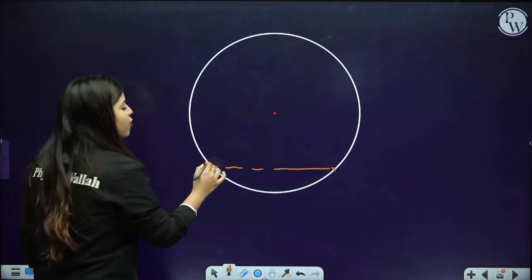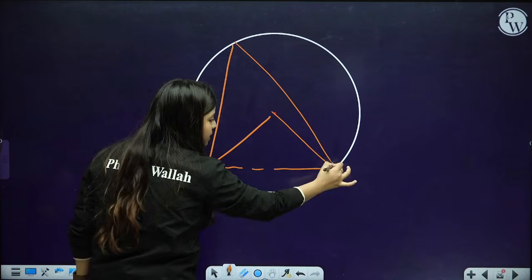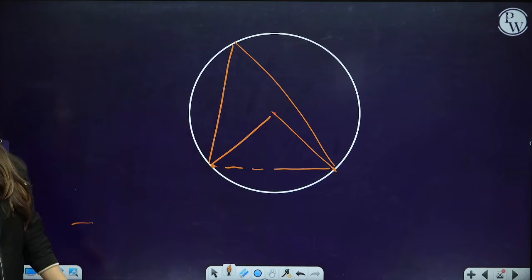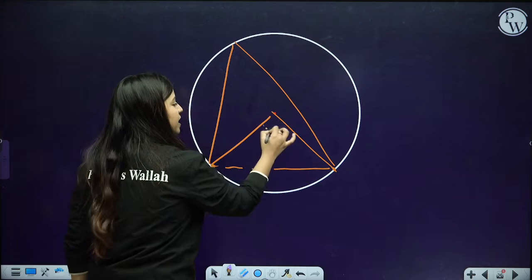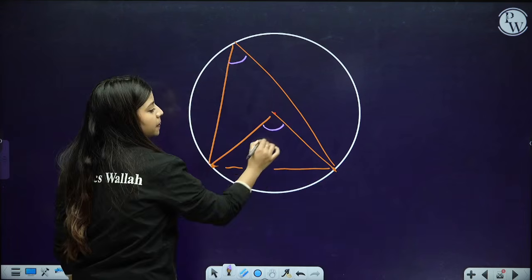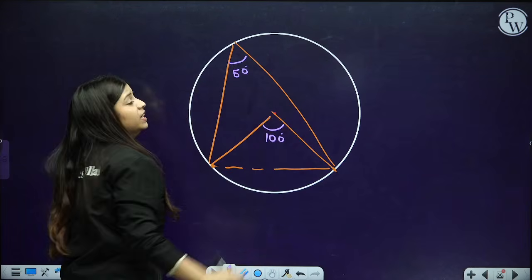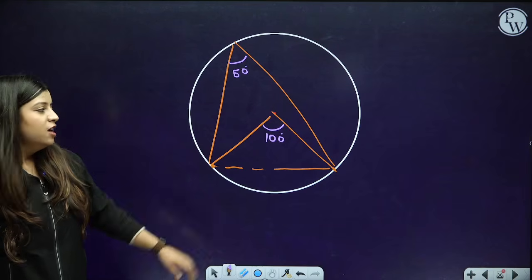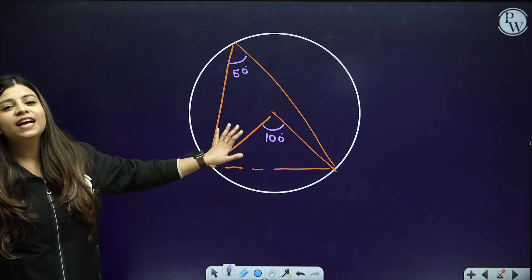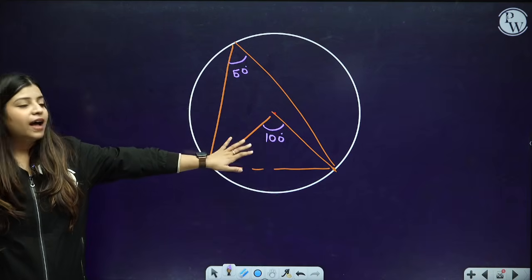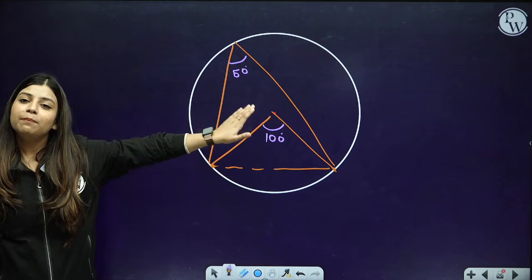So, basically I have already told you that one angle is formed at the center, the other angle is formed in the remaining part of the segment. Now, there is a relationship between this angle and this angle. If this angle is 100 degree, this angle will be 50 degree, that means half of it. So, whatever angle the arc or the chord is making at the center, that angle will always and always be double from what it is making in the remaining part of the segment.